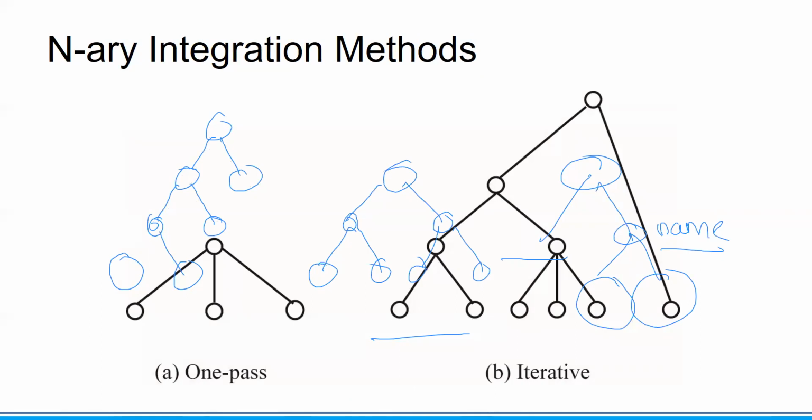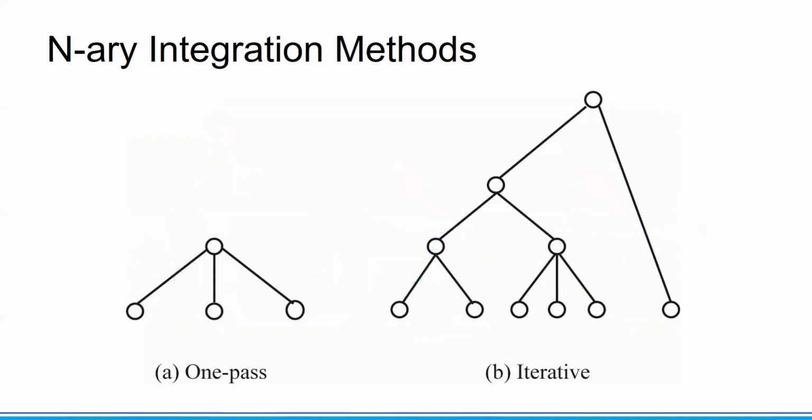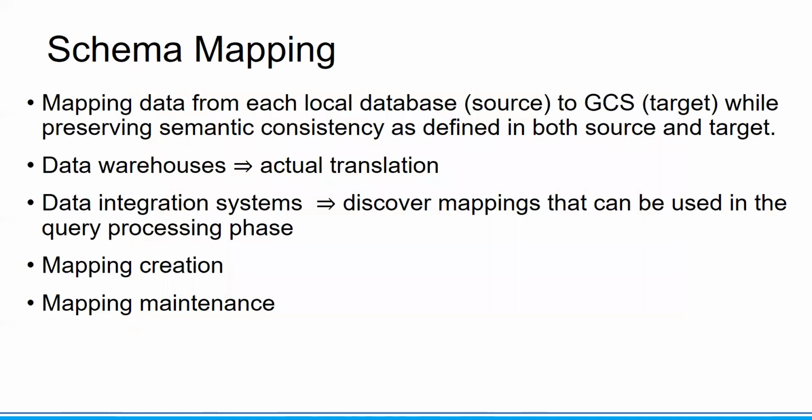So all of the elements will be in 2 levels. Or if you have the one pass, one pass means you can just take 1, 2, 3, and then you just integrate them into one. And if it is iterative, then you will have this one, and you integrate in this one, and this part will be integrated, and then you will integrate with the other part. Okay, and that's about the schema matching.